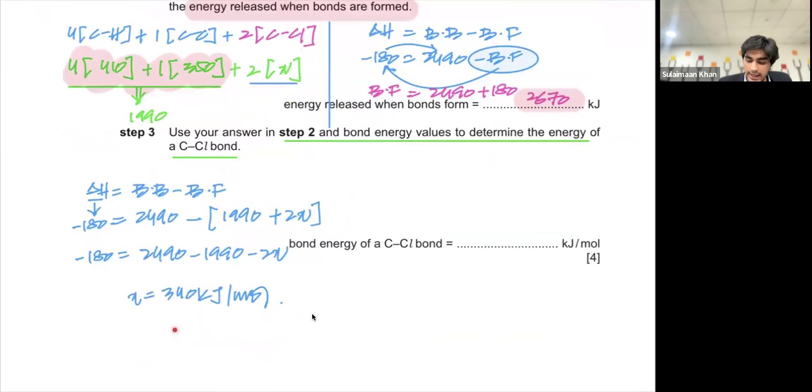Then below that, he says calculate the CCl bond. Below that he says calculate the CCl bond, right? Initially, he just wants the sum of these two, which is 2670. Hope you guys understood this. That's why we need to read the question carefully.